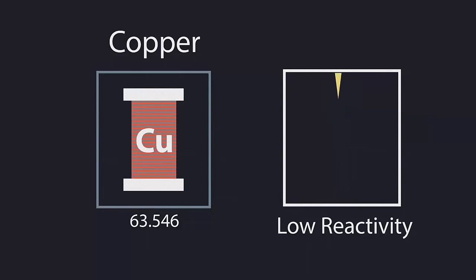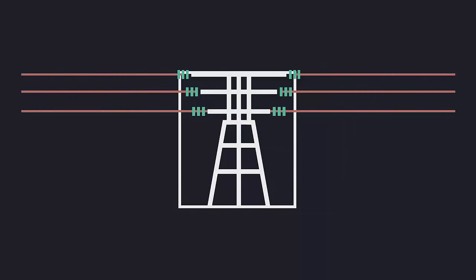As well as its low reactivity, the ability of copper to conduct electricity is important. When considering how it's used, copper is a good conductor of electricity and is ductile. This means it can be drawn out into long wires. Perfect for carrying electricity from place to place.